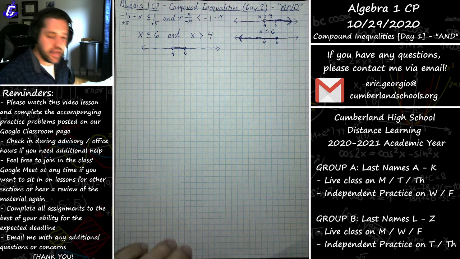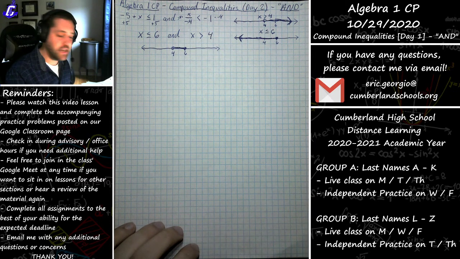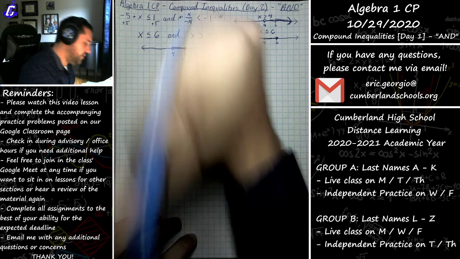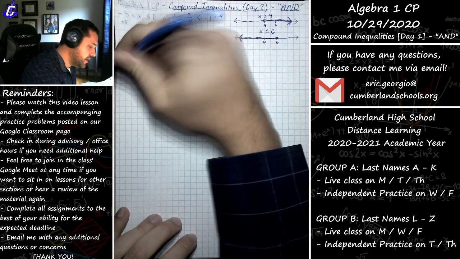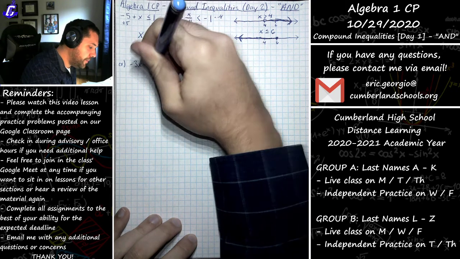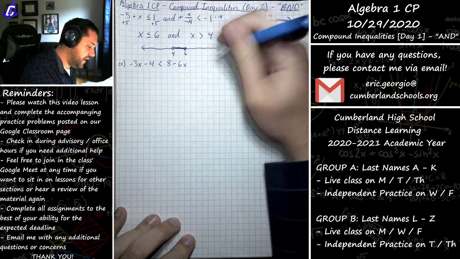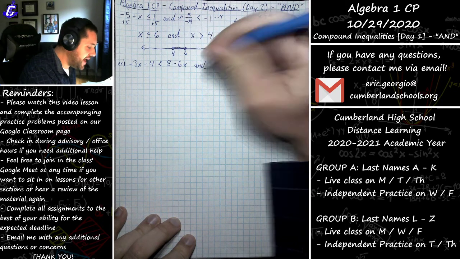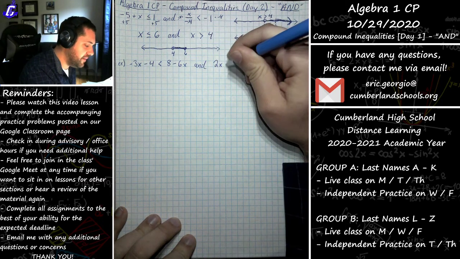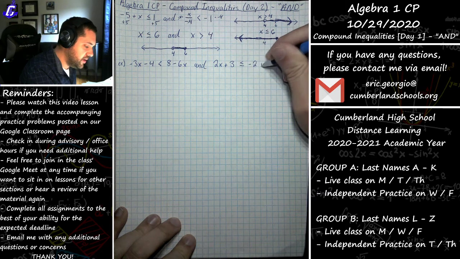Okie doke. Let's take a look at another problem, one that's a bit more difficult in terms of solving the actual inequality. Something like this. Ready? Another example. Let's do -3x minus 4 is less than 8 minus 6x. I want to find values for x that make that true and also make this true at the same time: 2x plus 3 is less than or equal to -2 plus 7x.